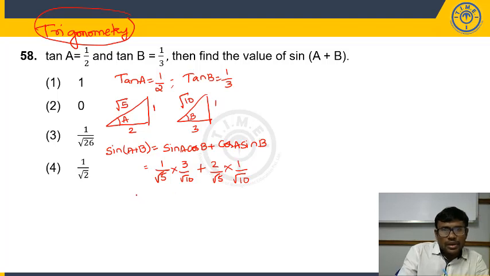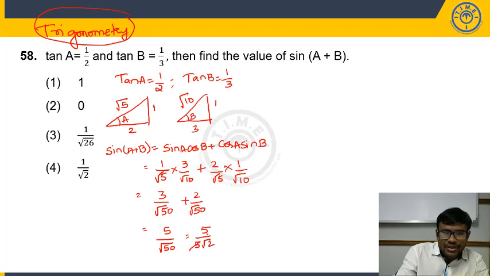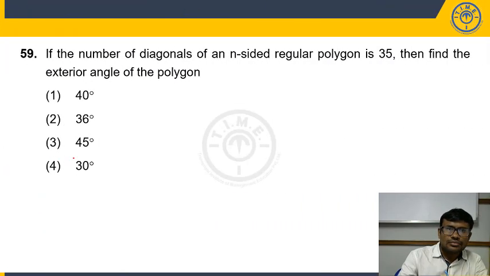So this is 3 by root 50 plus 2 by root 50. So it's nothing but 5 by root 50. Root 50 is nothing but the root of 25 into 2, that is 5 root 2. So 1 by root 2. 1 by root 2, which option? Option number 4 is the answer. Okay. Let's get into the next question. Okay. This is a geometry question.